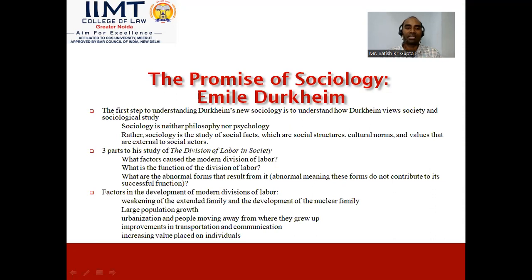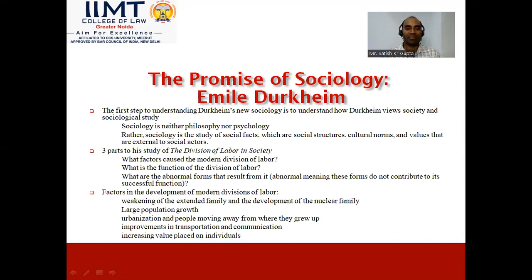So here we can see the three parts of his study of the division of labor in society. The first one is what factors cause the modern division of labor. The second one is what is the function of the division of labor, and the third one is what are the abnormal forms that result from it. Abnormal meaning these forms do not contribute to its successful function.